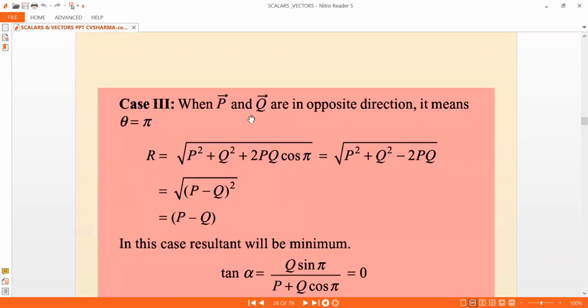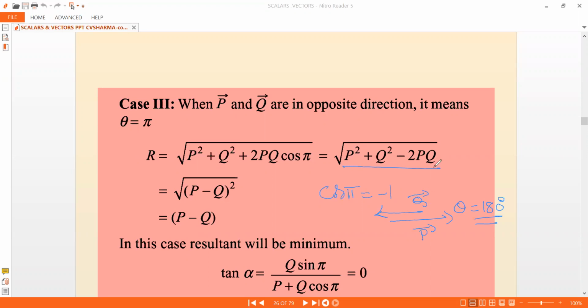And next is when P bar and Q bar are in the opposite direction, it means that theta is pi. So what is cosine of pi? Cos pi happens to be -1. That is 180 degrees. That means I was talking about the anti-parallel situation. This is what is anti-parallel. P bar is this way and Q bar is exactly opposite to that, and the angle happens to be 180 degrees. So cos 180 happens to be -1.